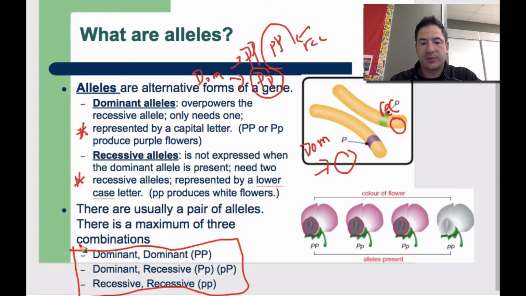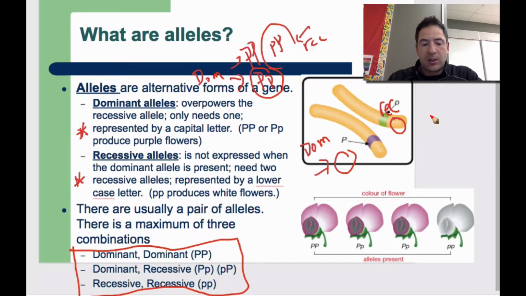Oh, I'm all over the place with this pen today. But basically what that's showing is that from these crosses you can get different allele pairings. Note that the dominant allele is the large and the recessive allele is the small.